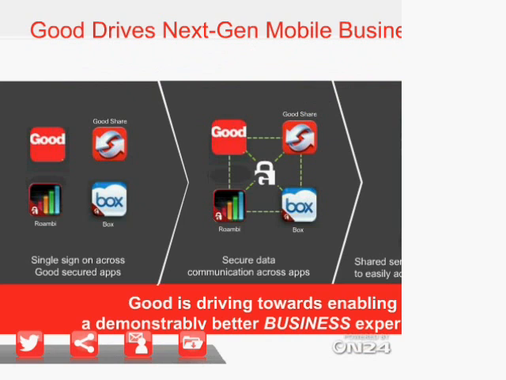Again, we just talked about secure data communication across apps, a unique feature that allows apps to share documents and data with each other without ever having to do so in unencrypted form. And of course, being able to leverage shared services. The Good Dynamics Secure Mobility Platform allows developers to take advantage of services that other developers have provided.